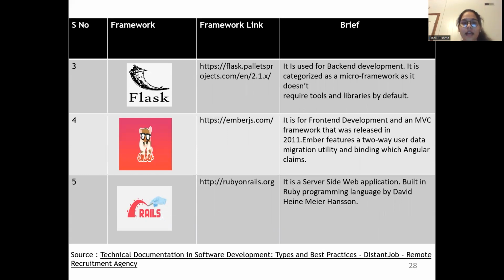And the third one is Flask. Whereas it is used for backend development, it is categorized as a micro framework as it doesn't require tools and libraries by default. And the fourth one is Ember.js, whereas it is for front-end development and an MVC framework that was released in 2011, whereas Ember features a two-way user data migration utility and binding, which Angular claims. And the fifth one is Ruby on Rails, whereas it's a server-side web application framework built in the Ruby programming language by David Hansson.